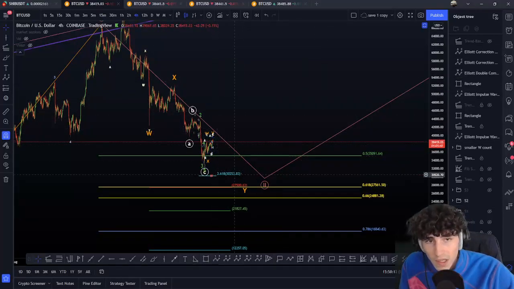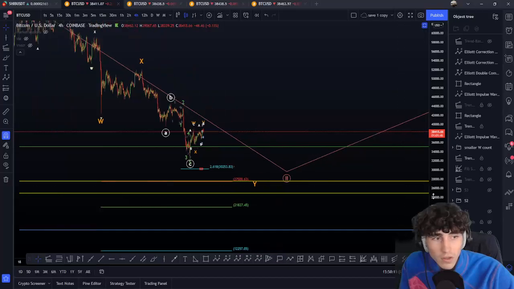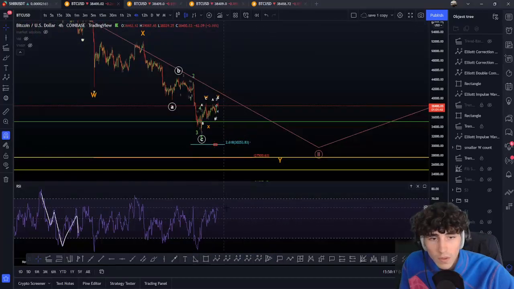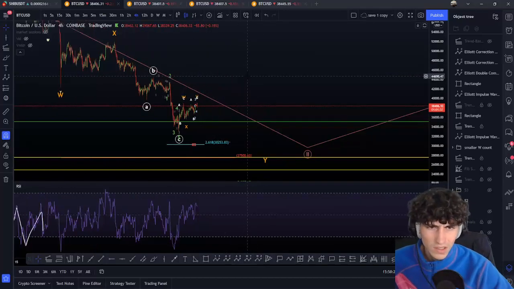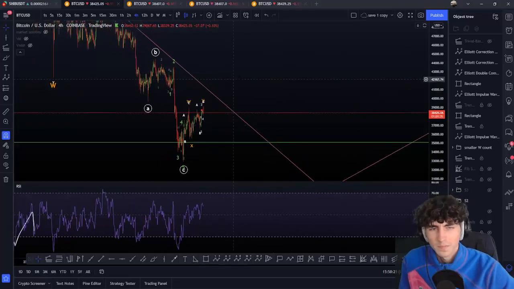Now we can still be inside wave 5. Normally no, due to the RSI that broke with the wave 4, the wave 2. By the way, not on bigger time frame, but on smaller time frame, yes. So that's still valid, but I really don't like this retracement. It's pretty huge at the moment.